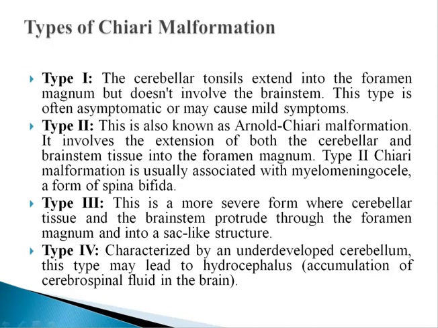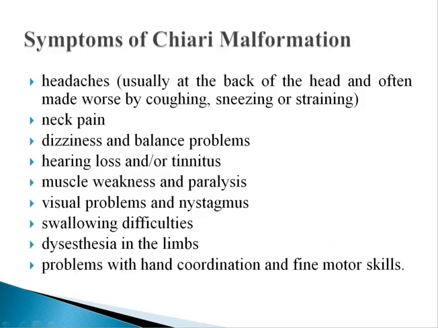The next type is type 3, which is a more severe form where the cerebellar tissue and the brainstem protrude through the foramen magnum and into a sac-like structure. Type 4, which is characterized by an underdeveloped cerebellum, and it may lead to hydrocephalus also, which is nothing but the accumulation of CSF in the brain.